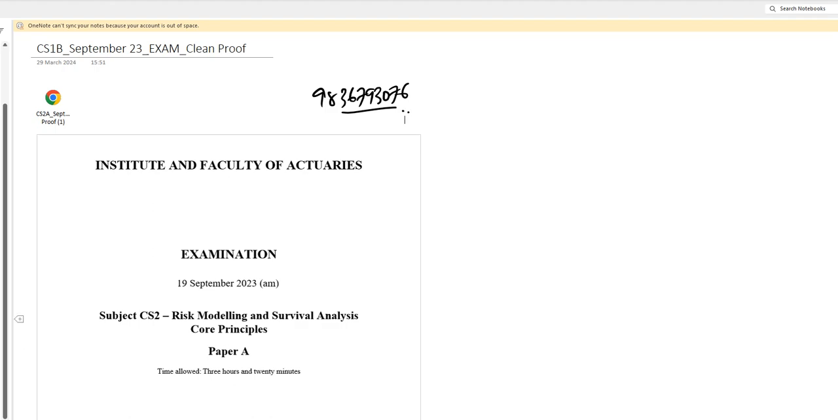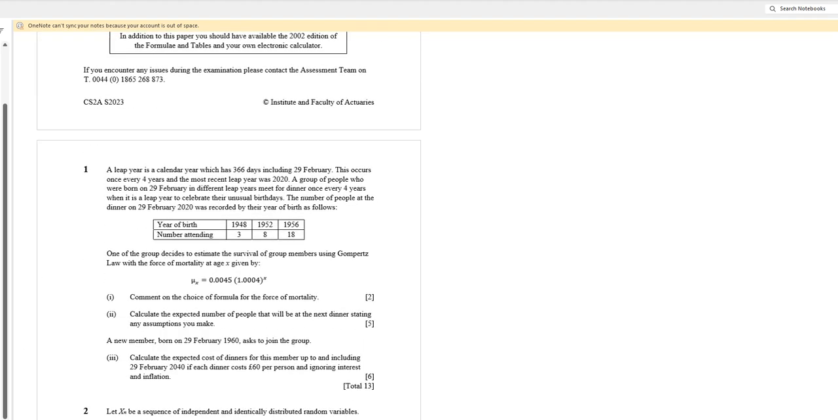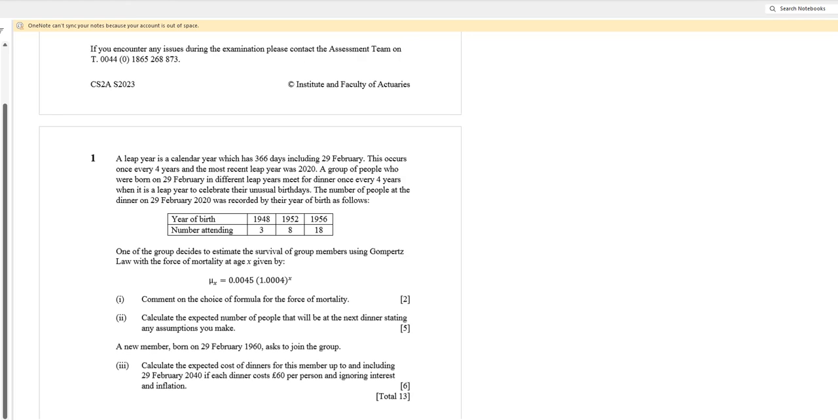So, without further ado, let's jump into the first question. A leap year is calculated as 366 days and occurs every 4 years. A dinner party is held every 4 years, based on the birthday and the number attending. One of the diners decides to estimate the survival of the group using Gompertz's law with respect to the force of mortality, which is given. Comment on the choice of formula for the force of mortality.